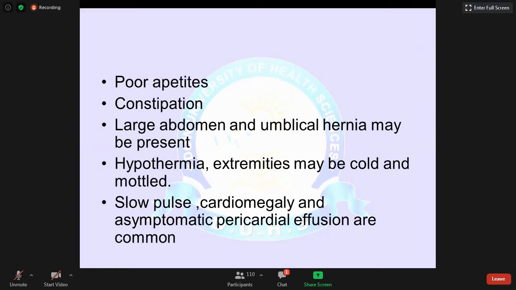Signs and symptoms of congenital hypothyroidism are poor appetite, constipation, a large abdomen, and umbilical hernia may be present, hypothermia, extremities may be cold and mottled, and slow pulse, cardiomegaly, and asymptomatic pericardial effusions are common.